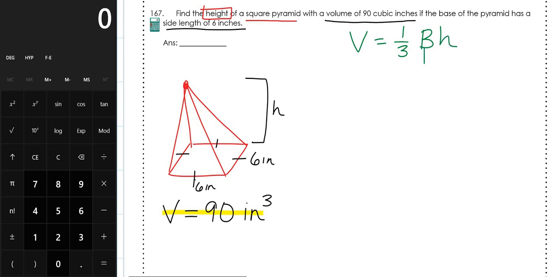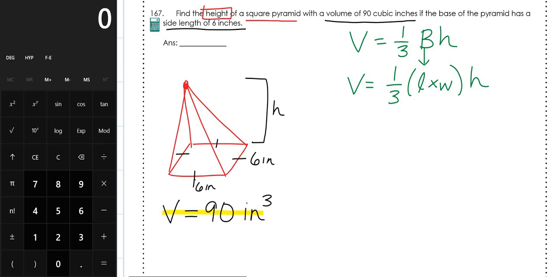Big B stands for the area of your base. So I'm going to replace big B with the area formula for this type of base, which is a square. Since it's a square, I could say length times width, or side length times itself. I'm just going to use length times width, and then bring down h for height. So that's how they came up with 90. They did 1/3 times the length times the width times the height.